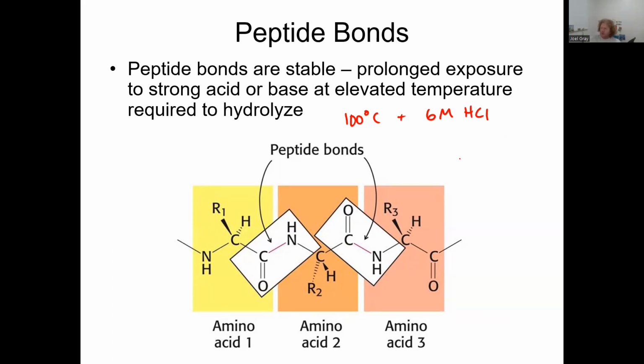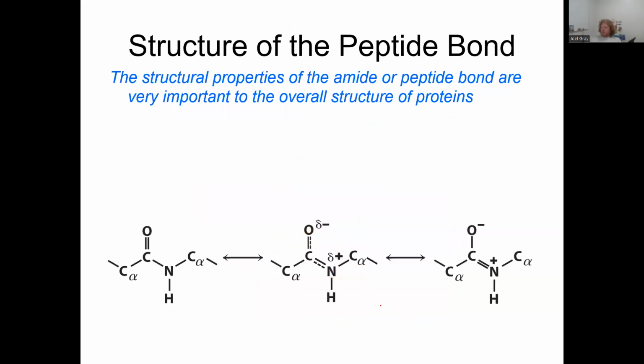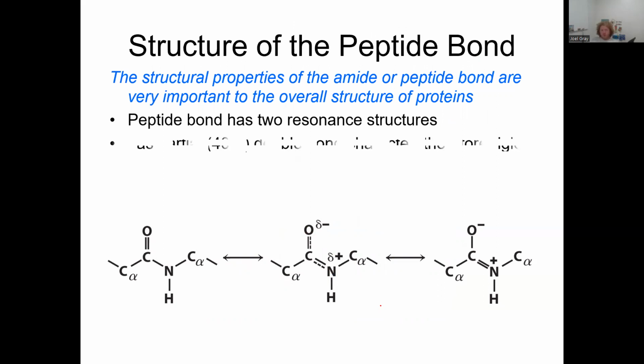Now, this is just a model that shows the organization of different amino acids. The structure of a peptide bond, which we've looked at a little bit previously when we were talking about amino acids and drawing them out. The structural properties of the amide or peptide bond are very important for the overall structure of the proteins. A peptide bond is going to have two different resonance structures. Because it has these two different resonance structures, it's going to have partial, about 40% double bond character, and therefore it's going to be fairly rigid.